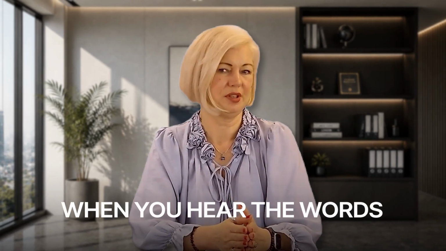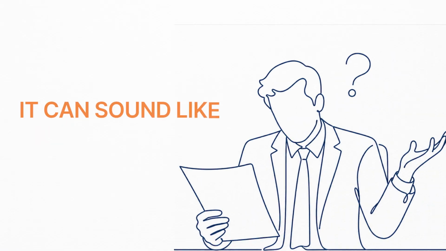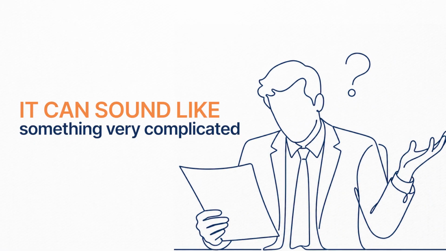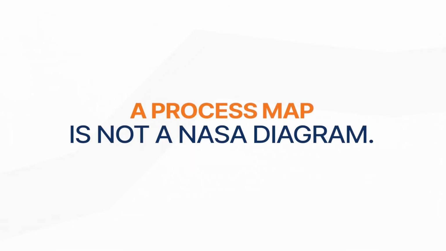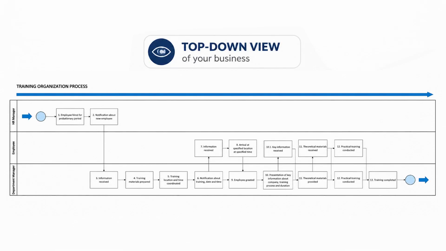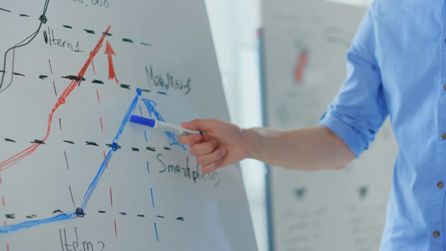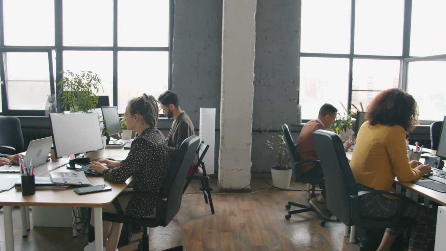When you hear the word process map, it can sound like something very complicated. Boxes, arrows, colors, and you might think it's only for big corporations. Let me reassure you, a process map is not a NASA diagram. It's simply a top-down view of your business. And here's a very important rule. If you can't draw how the work happens, you are not really in control of it.